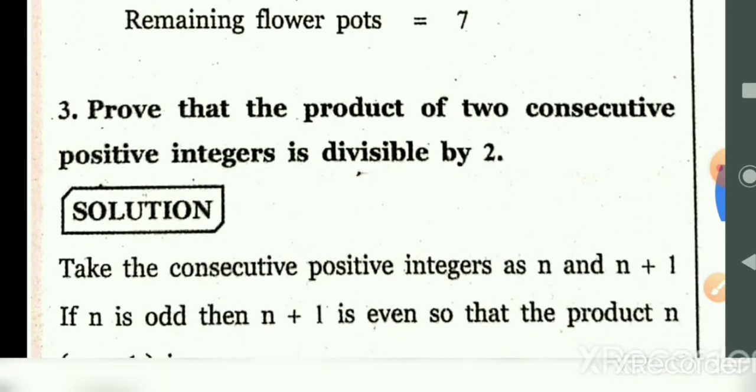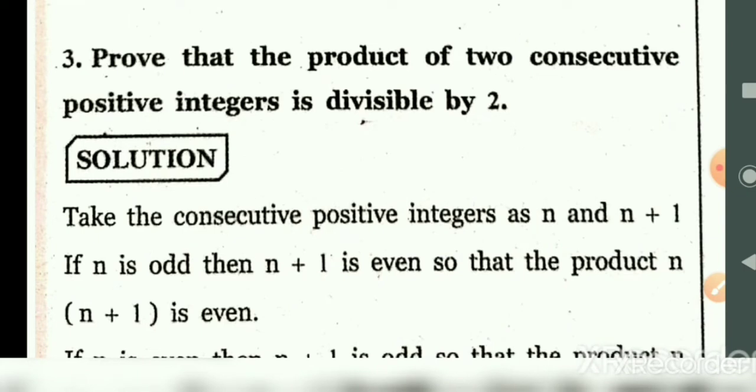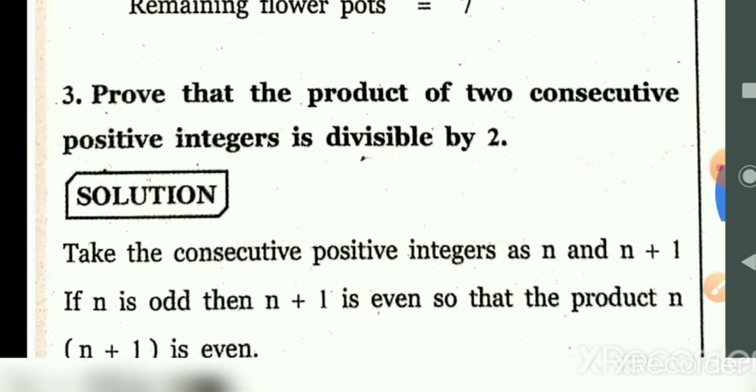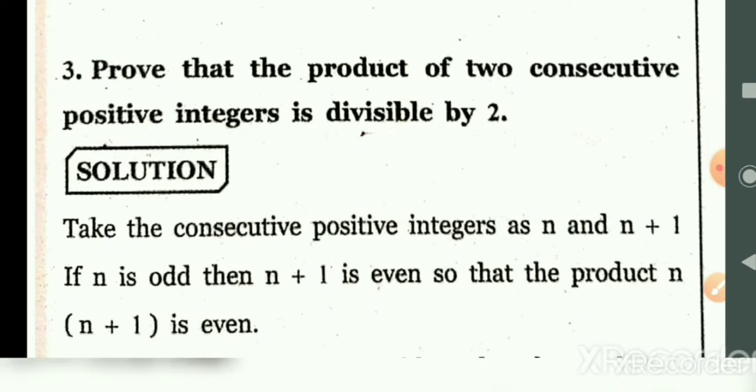Question number 3. Prove that the product of two consecutive positive integers is divisible by 2. What is consecutive? Consecutive means continuous: we take two positive integers continuously, such as 2 and 3, 5 and 6, 7 and 8, 9 and 10, etc.